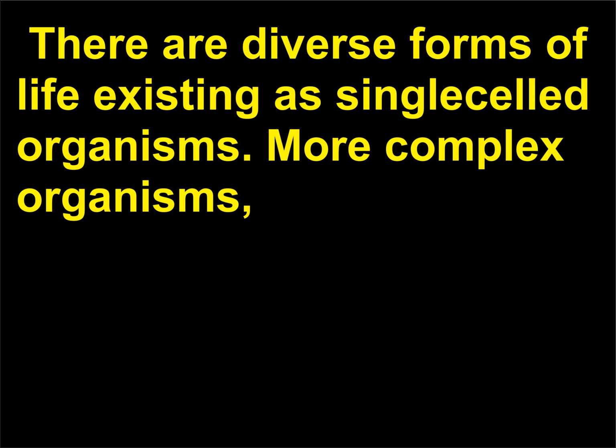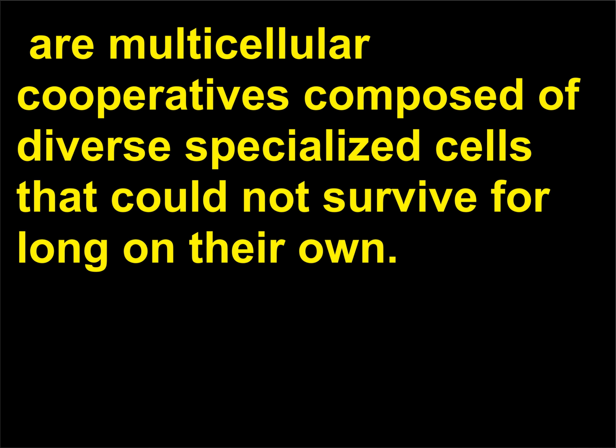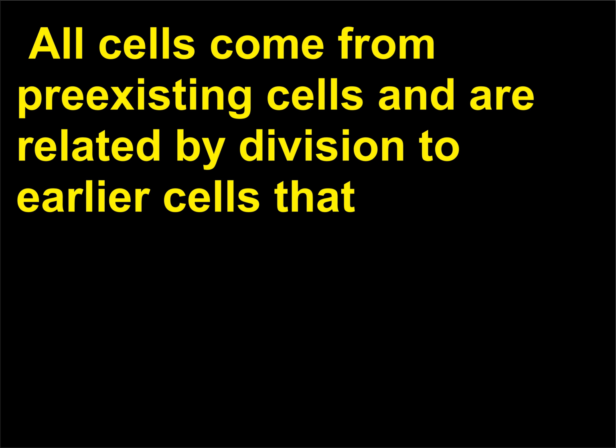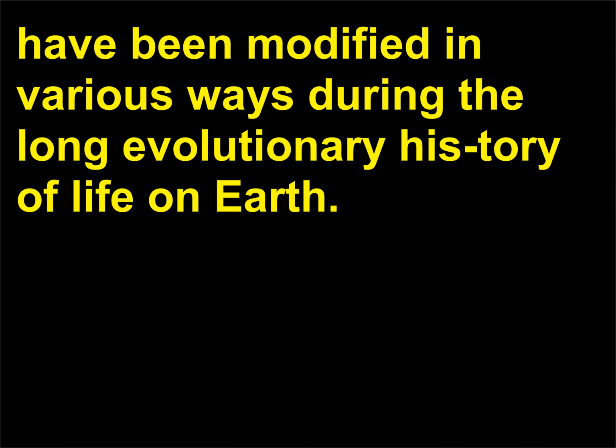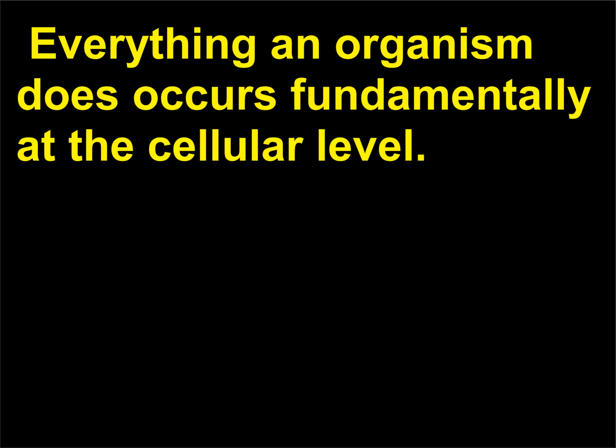More complex organisms, including plants and animals, are multicellular cooperatives composed of diverse specialized cells that could not survive for long on their own. All cells come from pre-existing cells and are related by division to earlier cells that have been modified in various ways during the long evolutionary history of life on Earth. Everything an organism does occurs fundamentally at the cellular level.